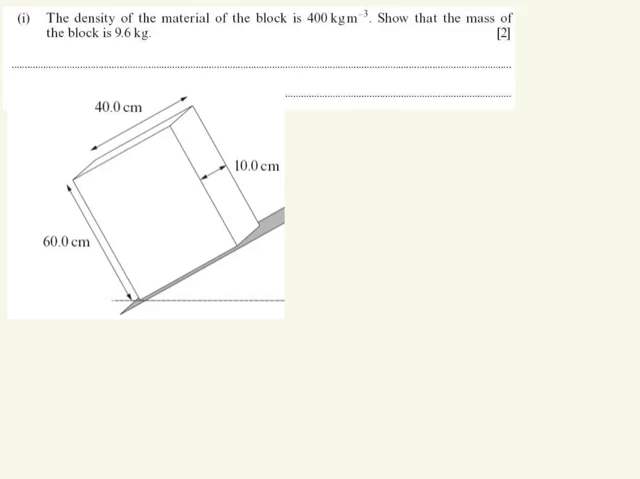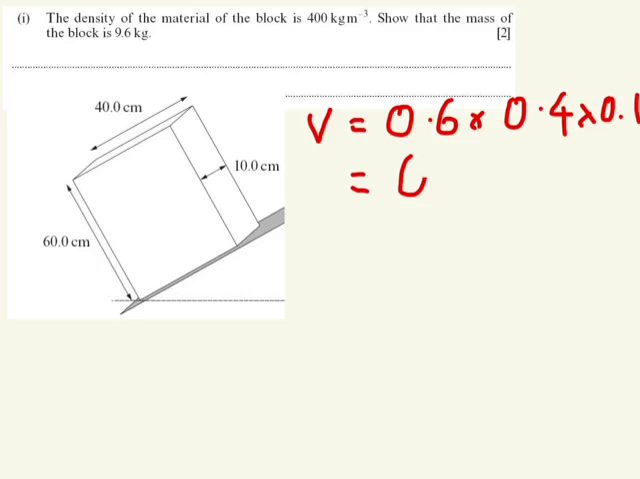The first part of the question, though, says find the mass of the block, given that the density of the block is 400 kilograms per metre cubed. It's quite straightforward, but the thing to note here is that we need to convert our centimetres, which is the way that the dimensions of the block are given at the start, into metres. So the volume is 0.6 metres by 0.4 metres times 0.1 metres, which comes out to 0.024 metres cubed.